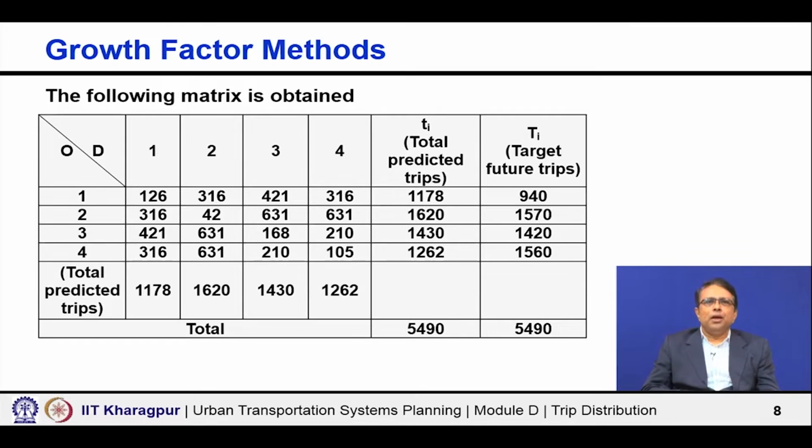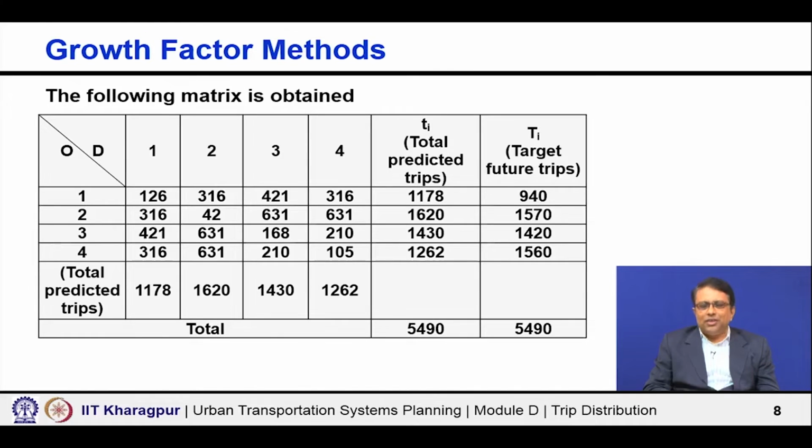You will see the values are calculated, and interestingly, now the total number of trips will match 5490, which is our target, and what we predicted is also 5490, because the growth factor upgraded the total trips. So, the total trips will match, but then look at each zone, what you are getting, it is not very encouraging.